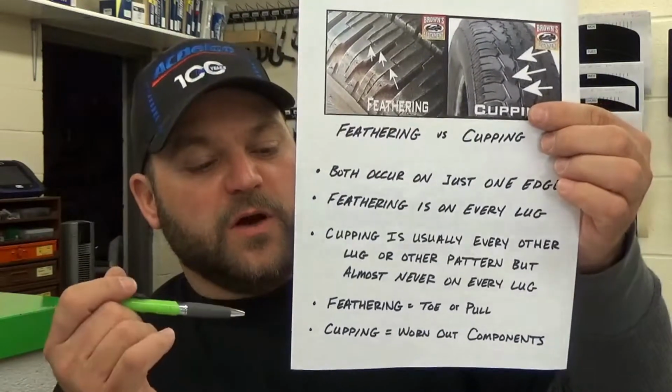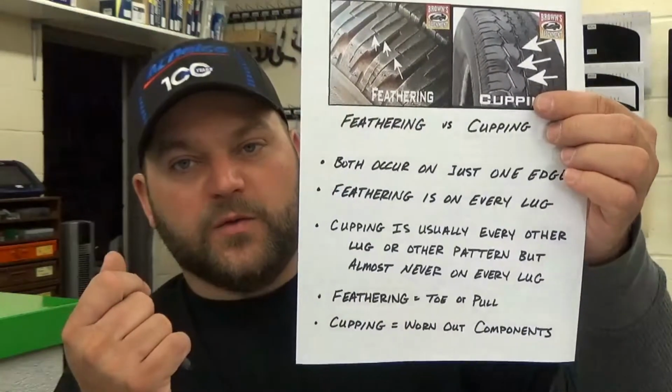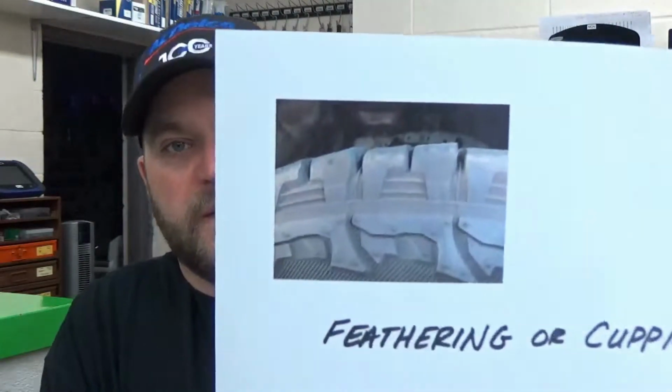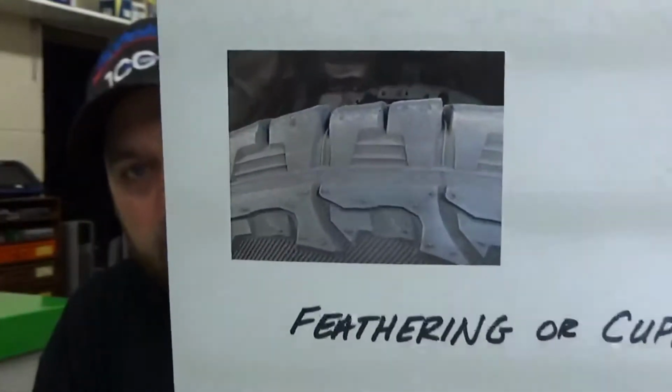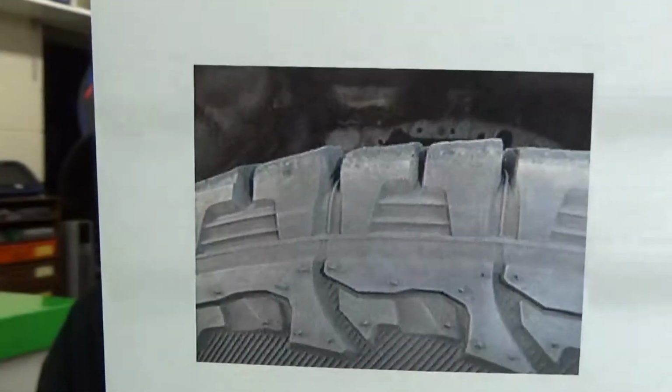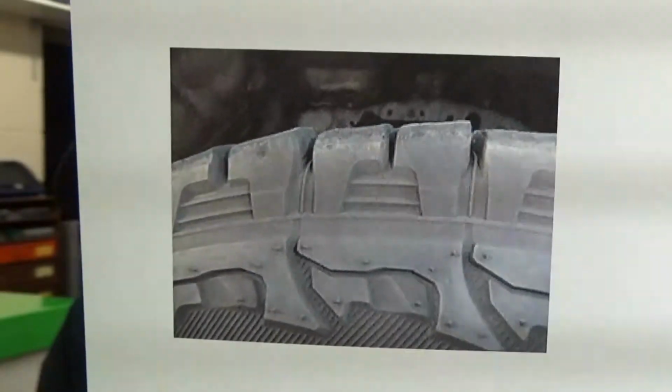Feathering equals a toe or a pull. Cupping equals worn out suspension parts. Now, it gets a little bit trickier, especially in this part of the world where we deal with a lot of mud and all-terrain tires. Okay? Is that feathering or cupping? Take a close look at it. Feathering or cupping?